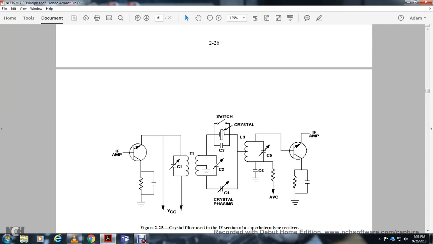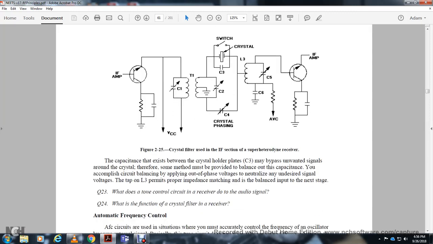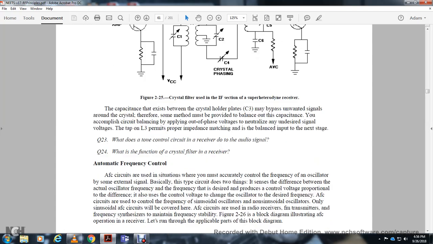Automatic volume control, the intermediate frequency amplifier, and the capacitor and resistor tuning circuit. The capacitance of the crystal holder plate, with capacitor 3, might bypass the unwanted signal. Therefore, the method provides a balance of the capacitance coupled with the circuit. Balancing is applied with the output base voltage, neutralizing the undesired signal voltage at the tap of inductor coil 3 and permitting the proper input, matching the unbalanced input to the next stage.